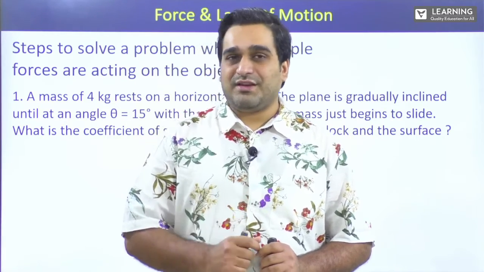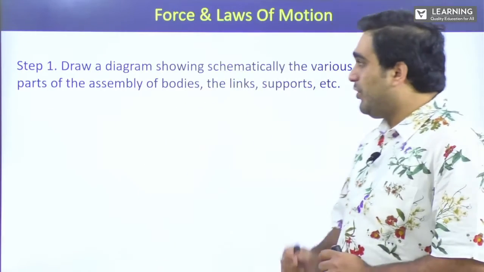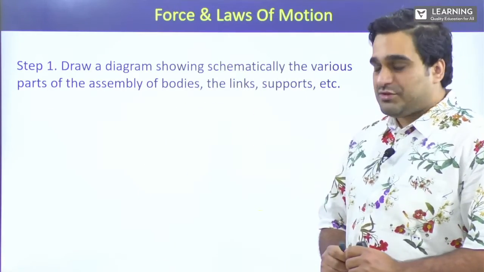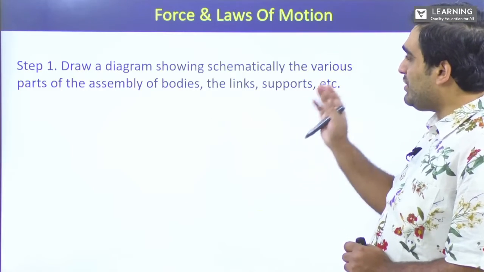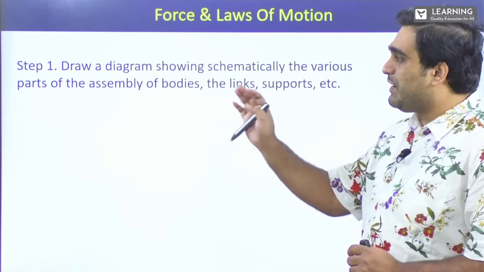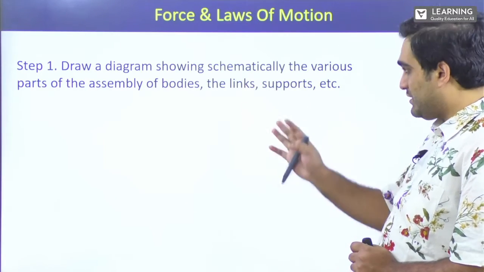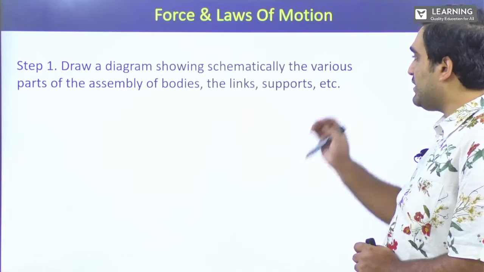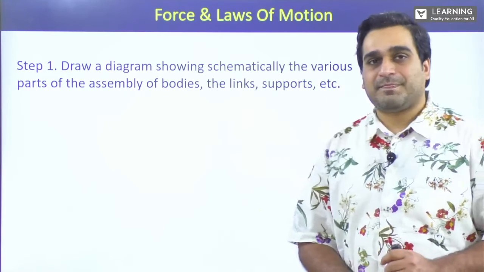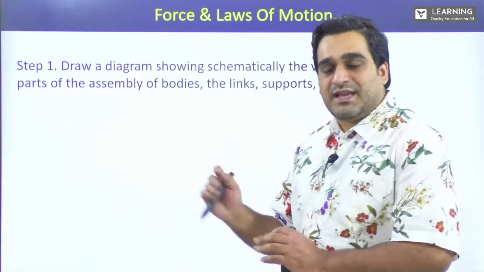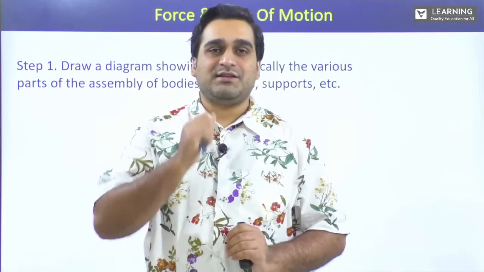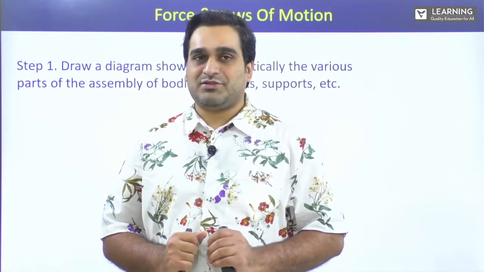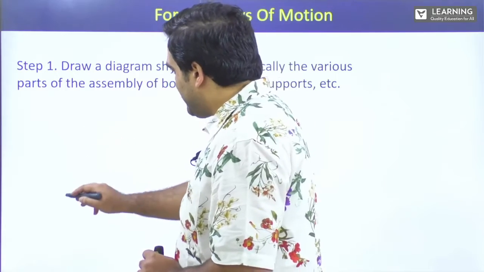Now to do that, we follow certain steps. So step number 1: draw a diagram showing systematically the various parts of an assembly of bodies, the links, supports, etc. In this case, we only have an inclined surface and a mass of 4 kg that is placed on the surface.